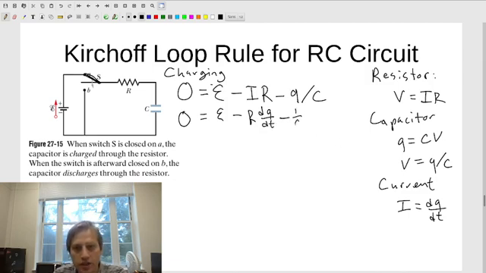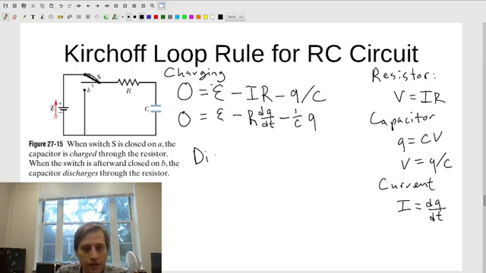minus 1 over C times Q. Now look at here. I have an equation that just depends on Q. Epsilon is a constant, or it's a number that I can measure from my battery. R is a value I could measure with an ohmmeter. C is also a value that I could get. So I can figure out what the current is going to do in this circuit if it starts out uncharged.